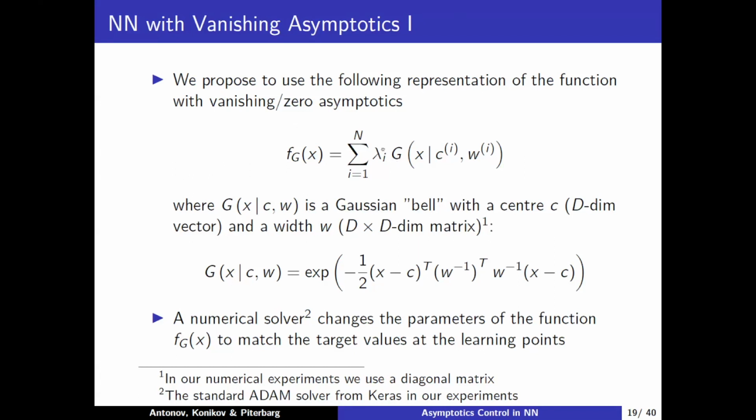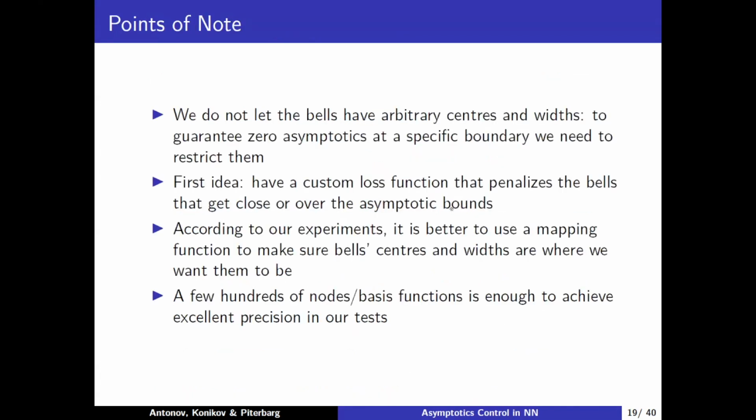Our parameters will be lambdas, of course, and the centers and this width W. So the numerical solver changes the parameters of the function to match the target values of learning points. So it's easy again, nothing very complicated. These centers C live in our initial dimension D, so there is no dimension switch as we do, for example, in a several-layer network. Simple thing, but efficient.